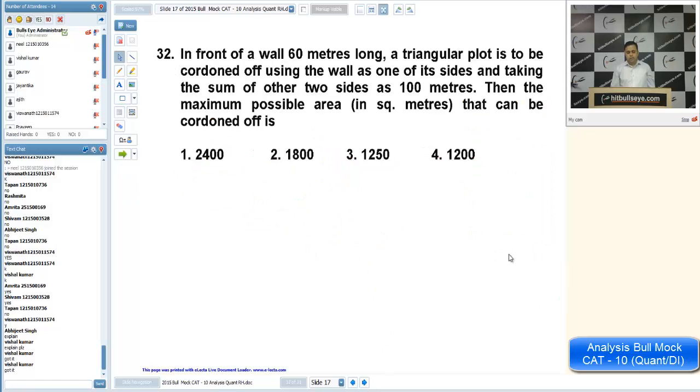So our next question is, in front of a wall 60 meter long, a triangular plot is to be cordoned off using the wall as one of the sides. So should I explain it or not?